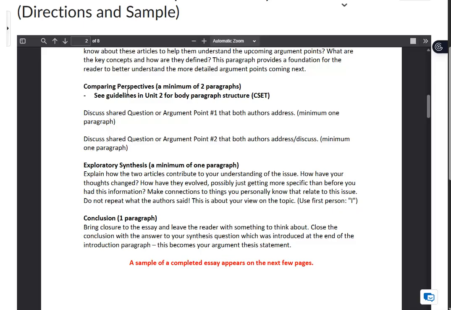And then your exploratory synthesis. That is the most important paragraph of the entire semester. Please, for the love of God Almighty, make sure that you treat it with respect. Give me a lot of detail. Give me a lot of information. Explain things in order for me to understand them. Don't just answer the what, answer the why behind the what, okay?